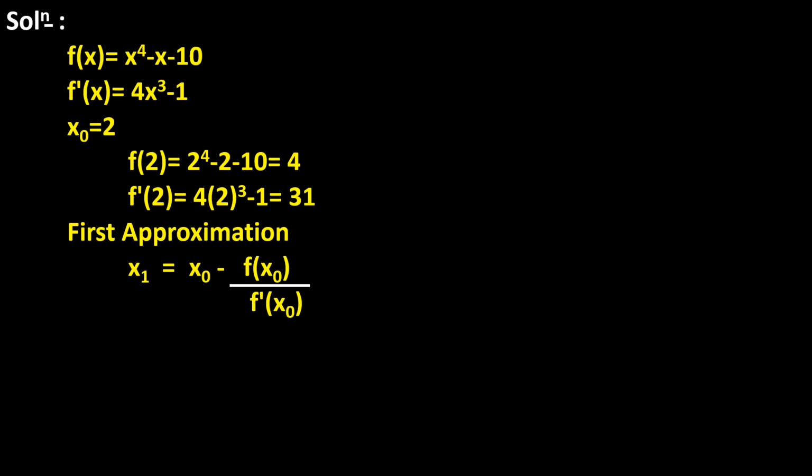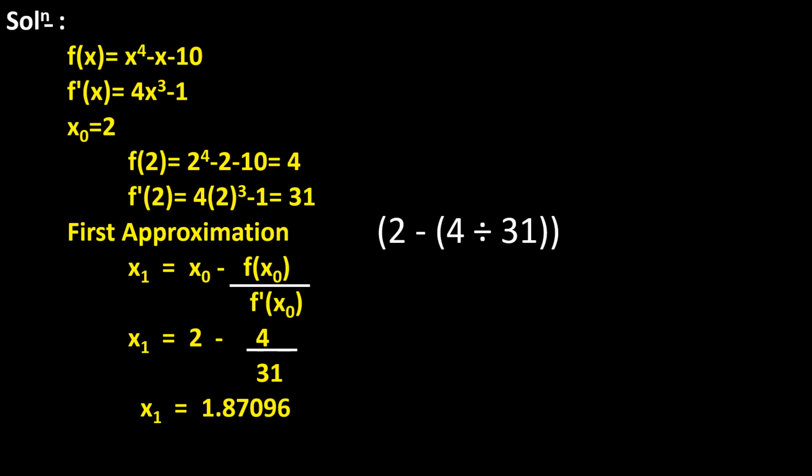Upon substituting the value, we can write it as x1 is equal to 2 minus 4 divided by 31, and in the calculator you can write it in the form: open the bracket, 2 minus open the bracket, 4 divided by 31, close the bracket, again close the bracket. It will give the answer, and that answer is 1.87096. Consider only up to 4 digits after the decimal point, that means truncate the fifth digit.